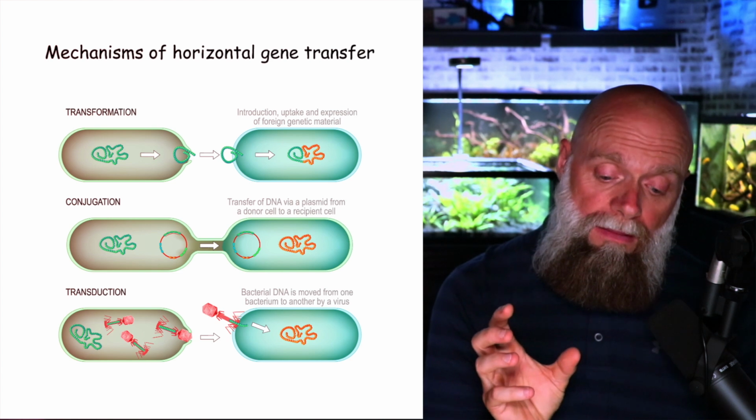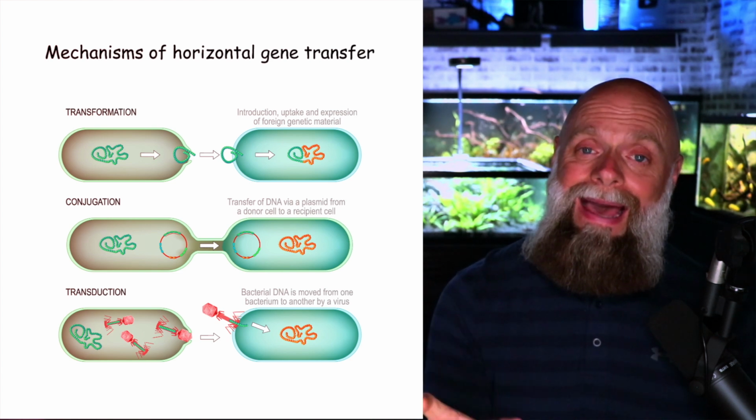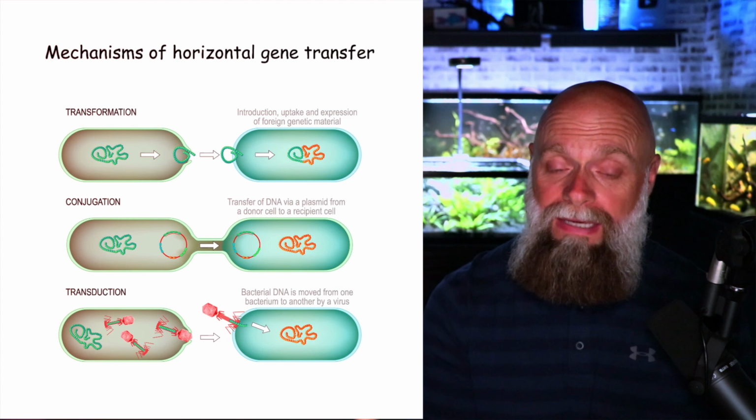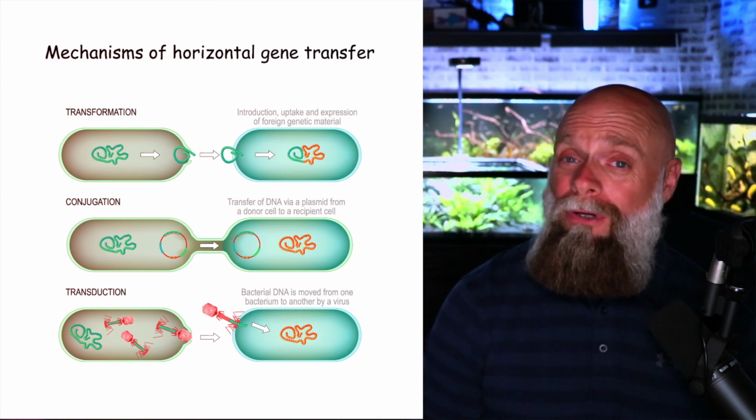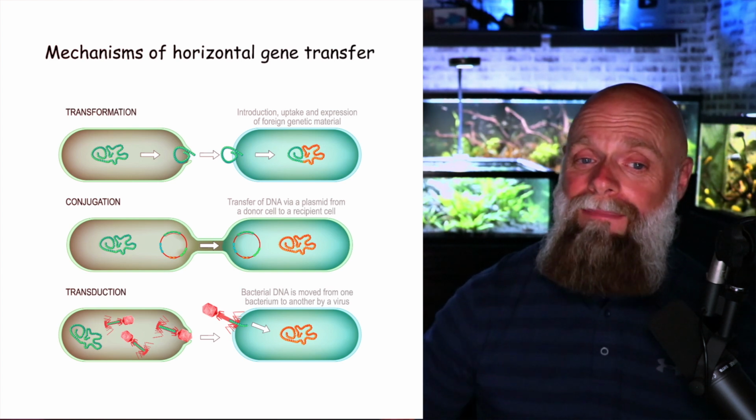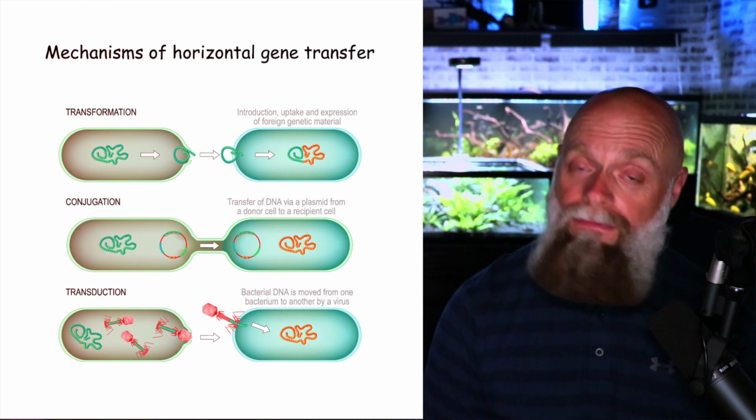And so the cell itself on the right-hand side has to be what we call naturally competent. It has to have the ability to take in DNA from the environment. Cell on the left, unfortunately, is dead. So our donor cell is dead, but our recipient cell might receive new genetic information.